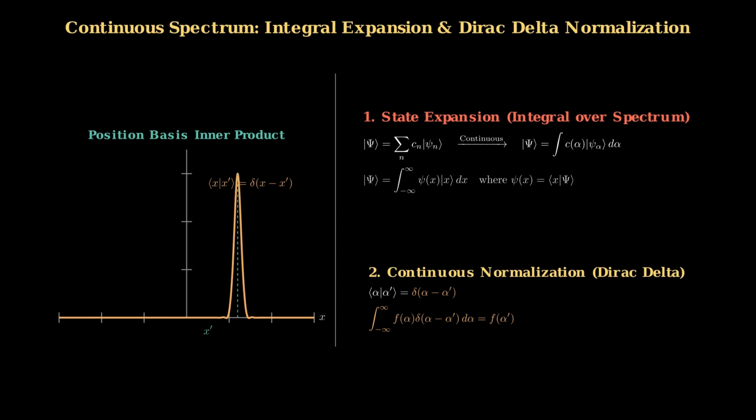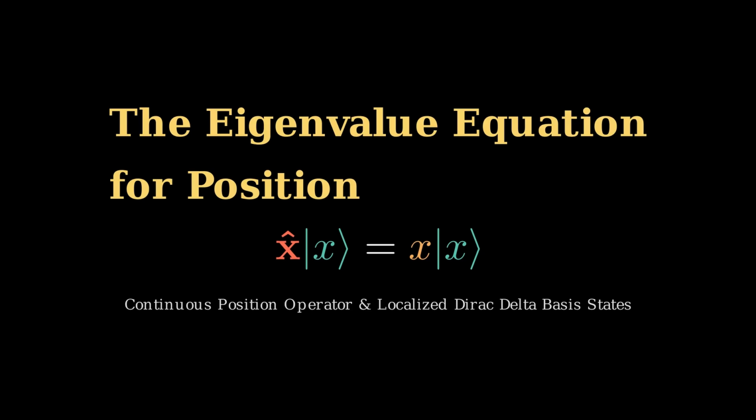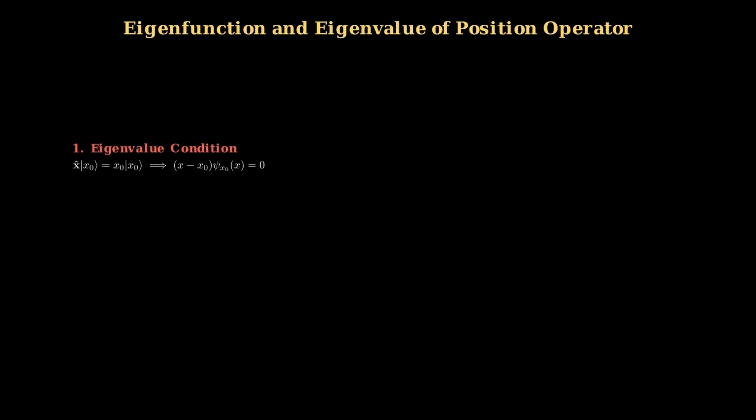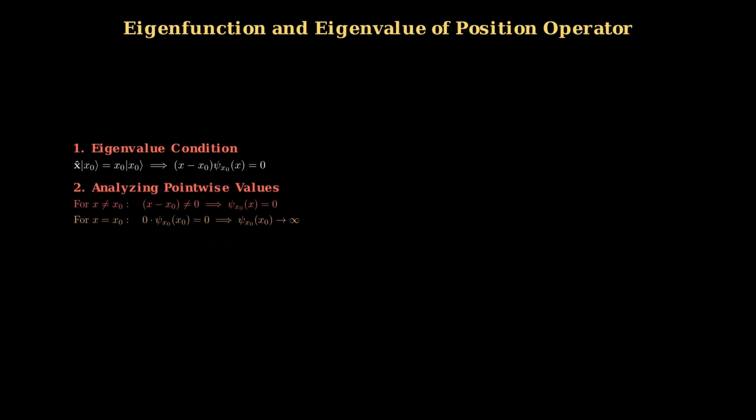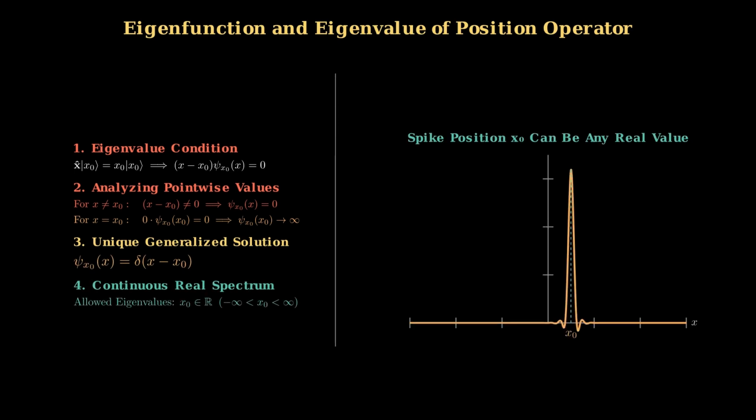The eigenvalue equation for position. For position operator x hat, acting on a state multiplies the wave function by spatial coordinate x. Position operator x hat on psi sub x0 equals x0 times psi sub x0, which implies x times psi of x equals x0 times psi of x. The eigenstate is an infinitely sharp spatial spike at x0, given by the Dirac delta function. Psi of x equals Dirac delta of x minus x0. The eigenvalue can be any real value from 0 to infinity.